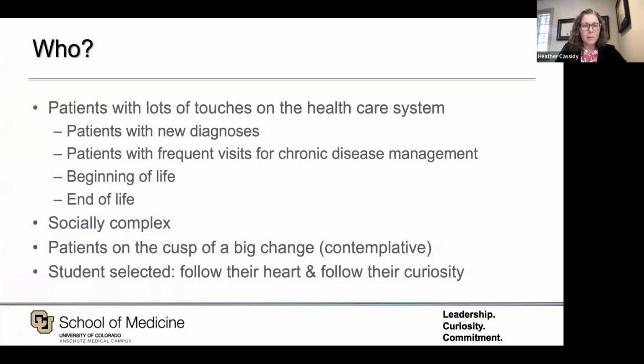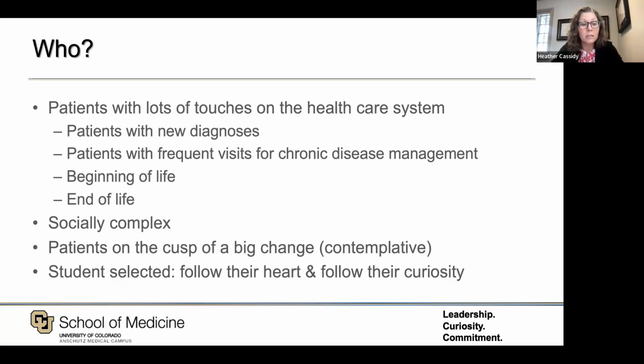We encourage students to think about panel patients as individuals who are going to have a lot of touches on the healthcare system. So a healthy patient who comes in once a year that they meet for a wellness visit or a physical is maybe not the best patient for a longitudinal care patient because they need to have multiple contacts together. But patients who have engaged with a brand new diagnosis often have lots of touches, so to speak, on the healthcare system. Patients who are coming in frequently for chronic disease management. Patients who are at the beginning of their life or at the end of their life are often frequently circulating through our healthcare systems.